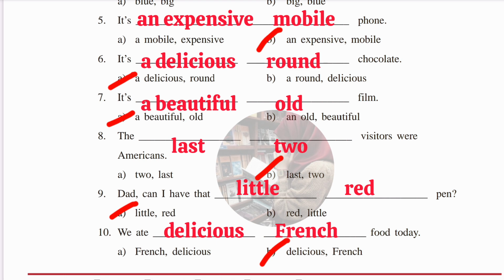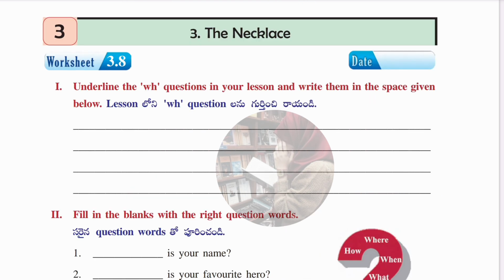So option is A. Eighth one, the dash dash visitors were Americans. The last two visitors were Americans. Option is B. Ninth one, Dad, can I have the dash dash pen? Little red pen? Yeah, correct option. Then last tenth one is we ate dash dash food today. So we ate delicious French food today. Option is B. Okay guys, please don't do any mistake while writing. Please pause the video. If you don't understand, just listen to my voice and mark it rightly and write down neatly. Okay, so let's move on to the next worksheet, that is worksheet number 3.8.